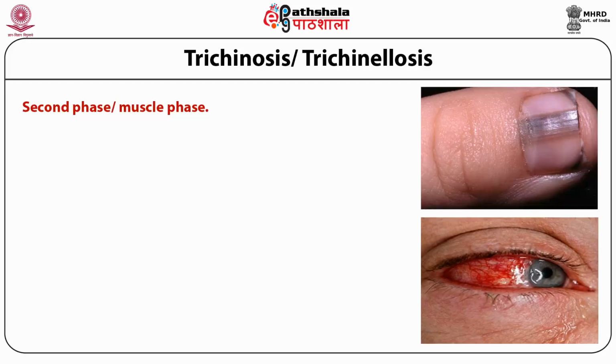Eosinophilia is a constant feature. Myocarditis and encephalitis are serious and potentially fatal complications of toxemia.